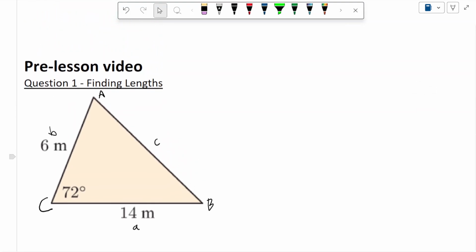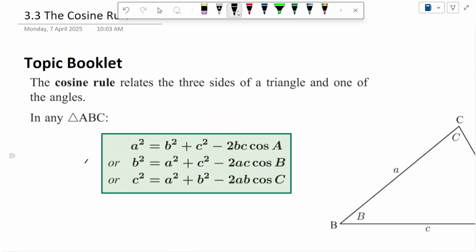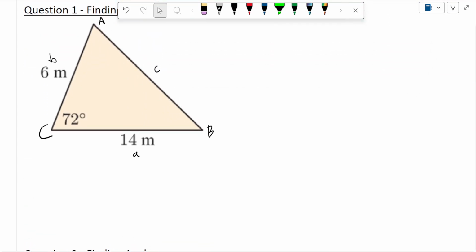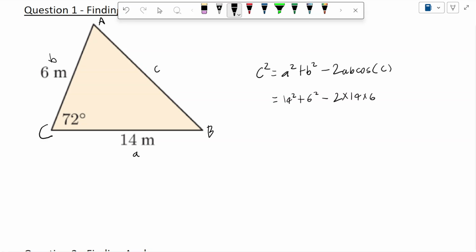Now, we need to figure out which side we're using, and that will tell us which variant of the formula we're going to use. Because I want C, I'm choosing this bottom version. So C squared is A squared plus B squared, take 2AB cos of C. Now we can just plug everything in. So that's 14 squared, that's 6 squared. It's 2 times 14 times 6 times cos of 72. There we go. And then we can just pretty much work out what that is.